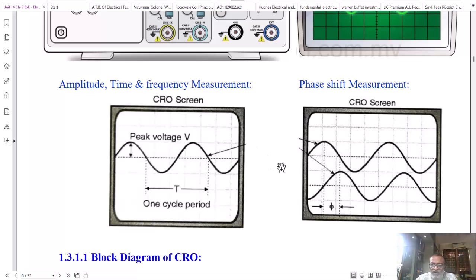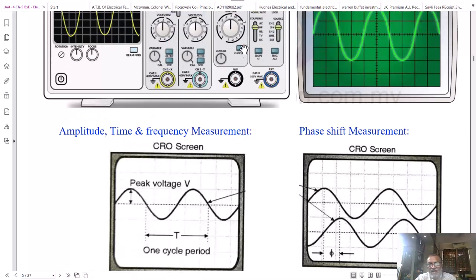Phase angle phi is equal to omega into t. Here, by using the oscilloscope, we will measure the time between the two zero crossing points. Multiply it by the time per division setting, that gives you the time difference. When that time difference is multiplied by omega, that gives you the phase angle phi between the two signals. Similarly, the frequency can be measured by taking the reciprocal of the time period of the waveform.